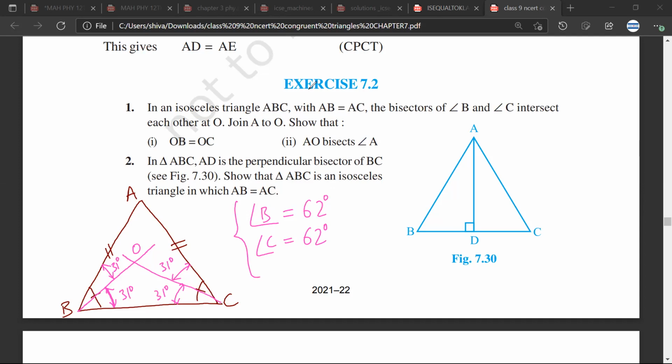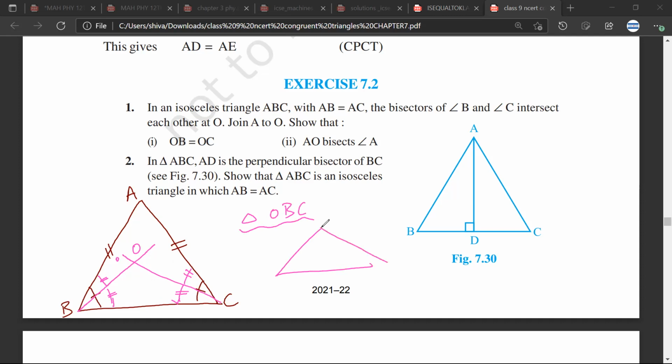Basically, what I'm trying to tell you is that if two angles are equal, then half of those two angles would also be equal. Sarthak, have you understood? Yes, sir. Is there any doubt? No, sir. Now let us focus on triangle OBC.